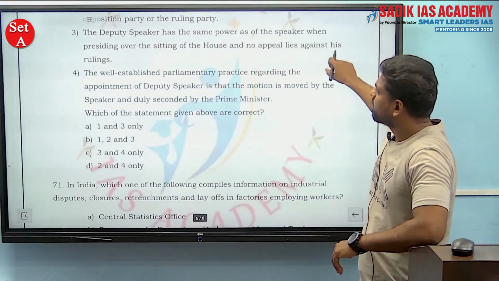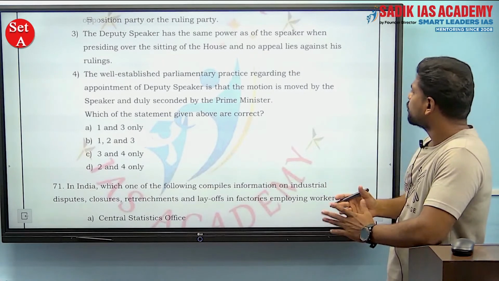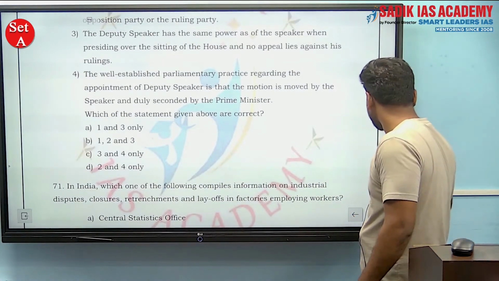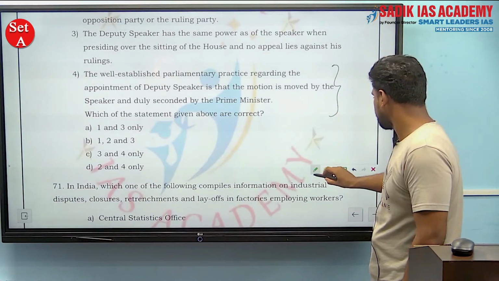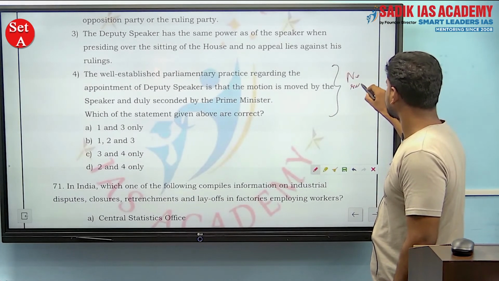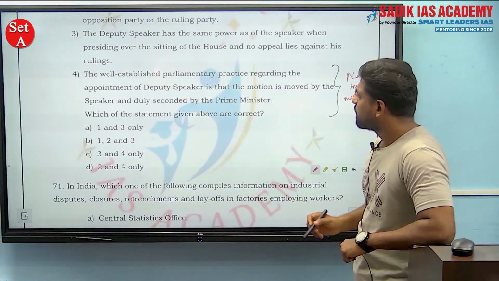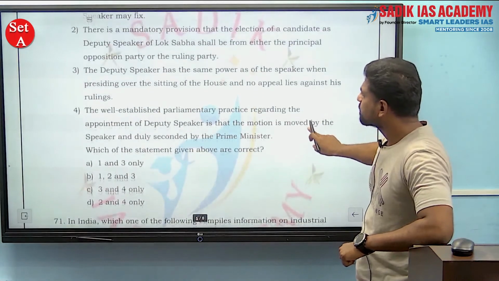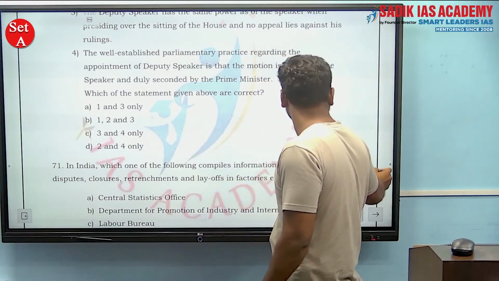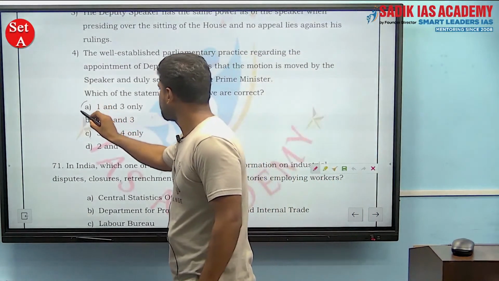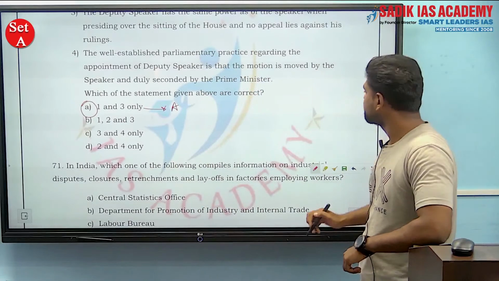So what about the 4th one? The well-established parliamentary practice regarding the appointment of Deputy Speaker is that the motion is moved by the Speaker and duly seconded by the Prime Minister. There is no such provision in the Constitution. Therefore, the right answer is 1 and 3 only. One and 3 only is the right answer.